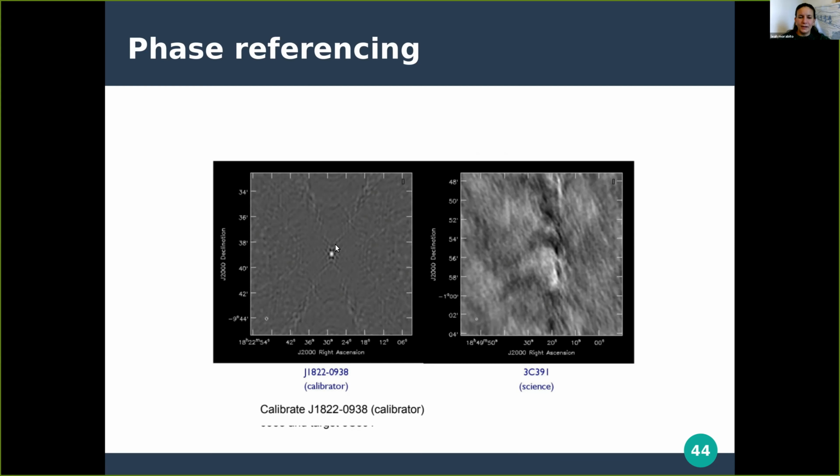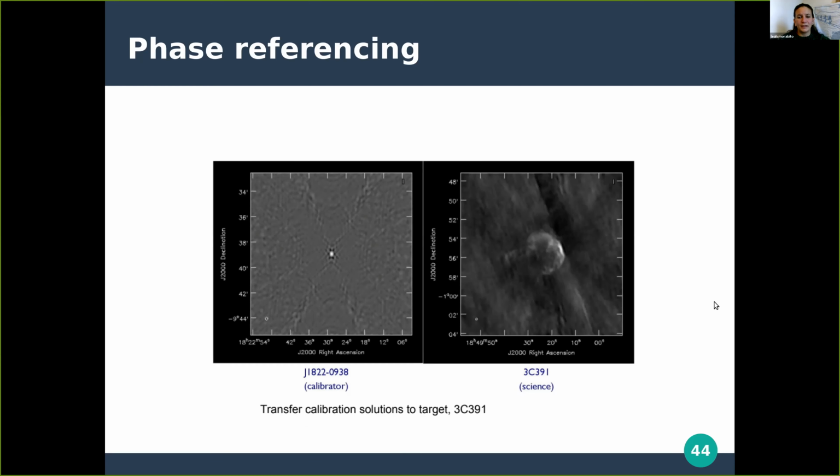Great. So then what we do is we take those solutions and we transfer them to our target and make an image. And then you can see it pops out. It's a very nice supernova remnant. So we haven't done any calibration on the science target itself here. We've only done calibration on the calibrator and then transferred the phase corrections to the target.